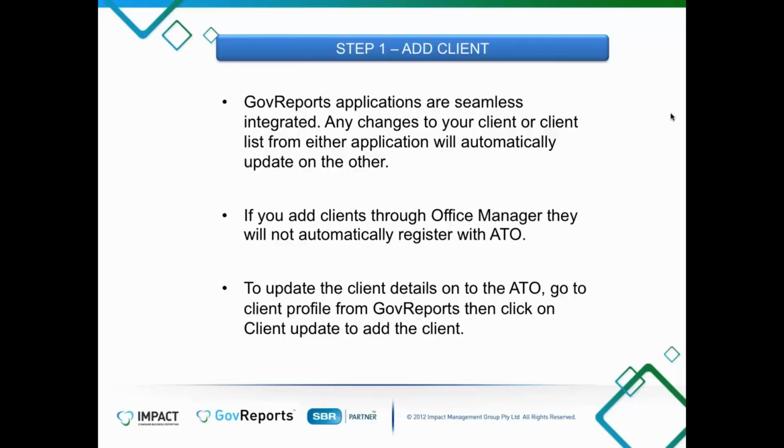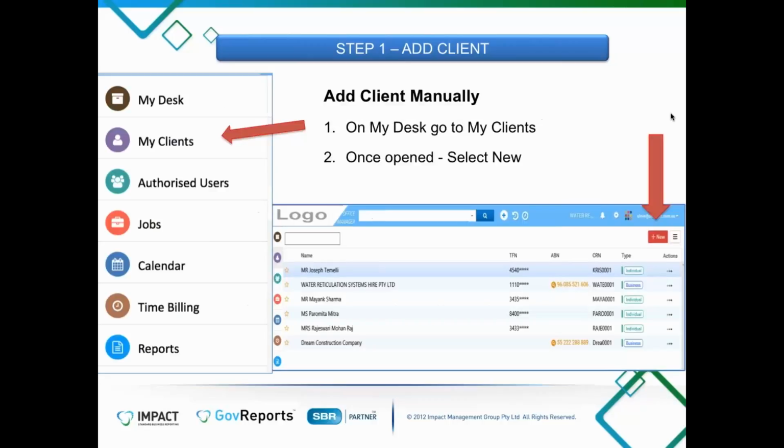So that's the first place that you can go to, what have I got to do today, and what do I need to know? I need to know a lot of things myself. So to add a client, you go to the left sidebar on the main dashboard and you go to My Clients. Then when My Clients opens up and you have a list of all your clients, if you haven't used it before, they will all come across seamlessly from GovReports, and you will then just need to go and select New. Easy so far.